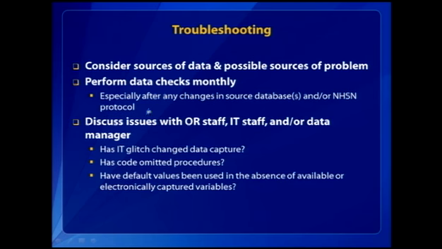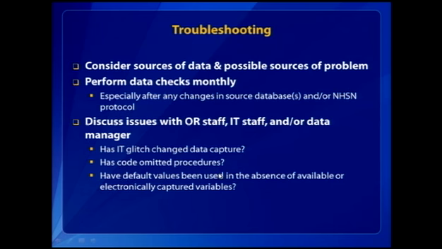Troubleshooting in NHSN may involve considering the sources of the data that have led to problems and trying to figure out the source of the problem and how to fix it. If you perform data checks monthly, that's very helpful, and especially it would be advisable to do this if you've had changes to your electronic medical record system or your OR tracking system that might lead to glitches in the surveillance data. Make sure you've built this team so that you can discuss issues with the OR staff, the IT staff, the data manager, and figure out how to fix it.